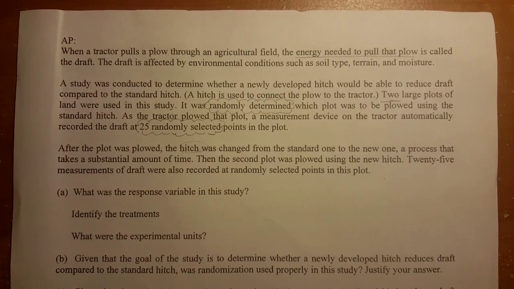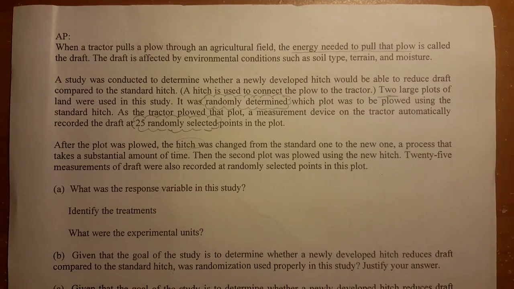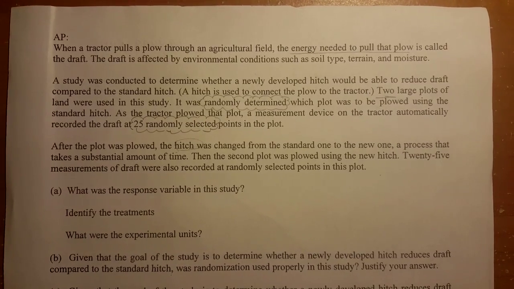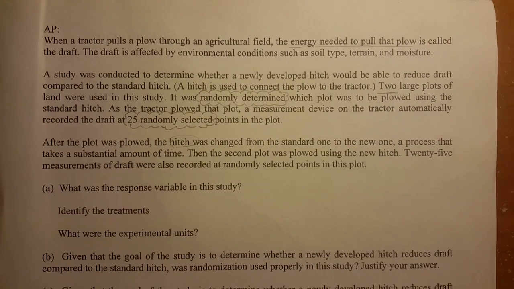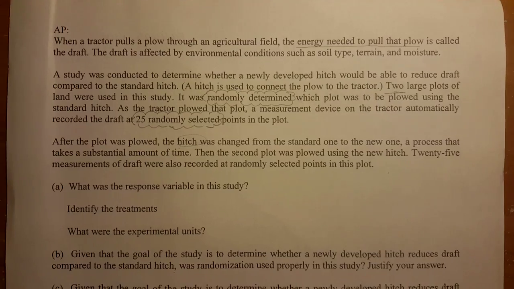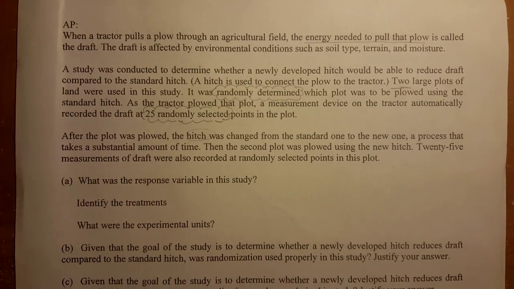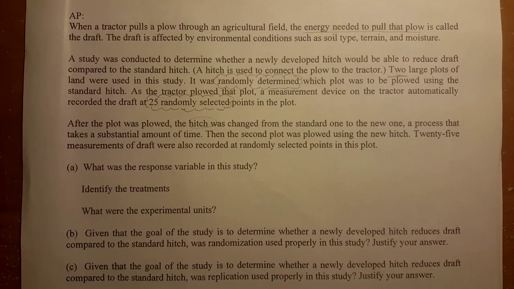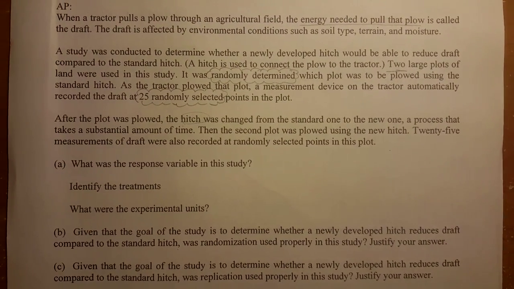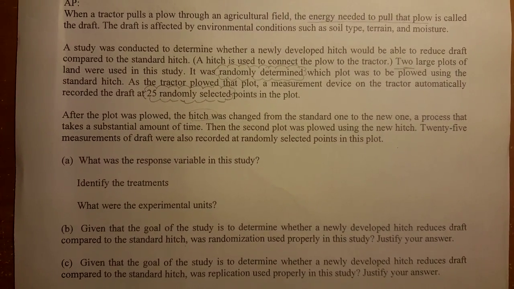2 large plots of land were used in this study. It was randomly determined which plot was to be plowed using the standard hitch. As the tractor plowed that plot, a measurement device in the tractor automatically recorded the draft of 25 randomly selected points on the plot. After the plot was plowed, the hitch was changed from the standard one to the new one, a process that takes a substantial amount of time.